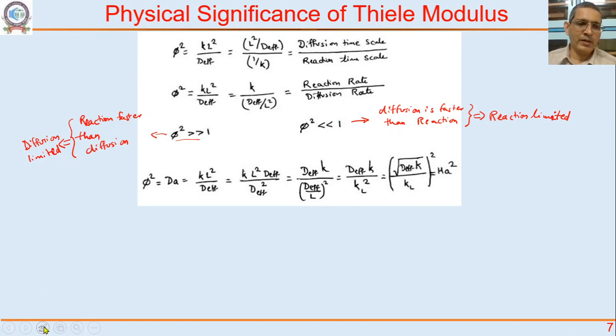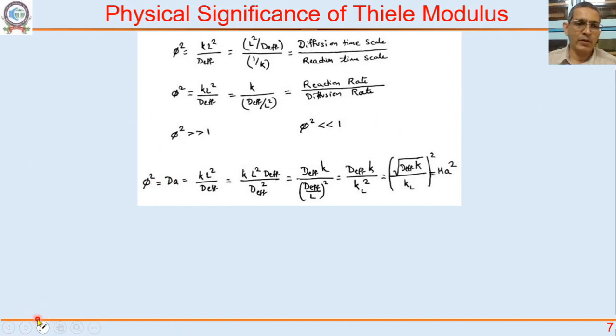Another way of defining, here are some definitions that people use in the literature. Sometimes this phi square is also called the Damkohler number. You will see in some literature it is called the Damkohler number.